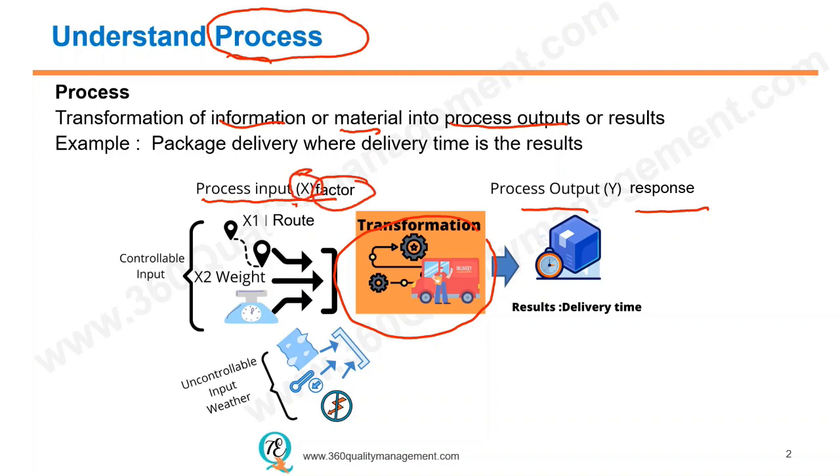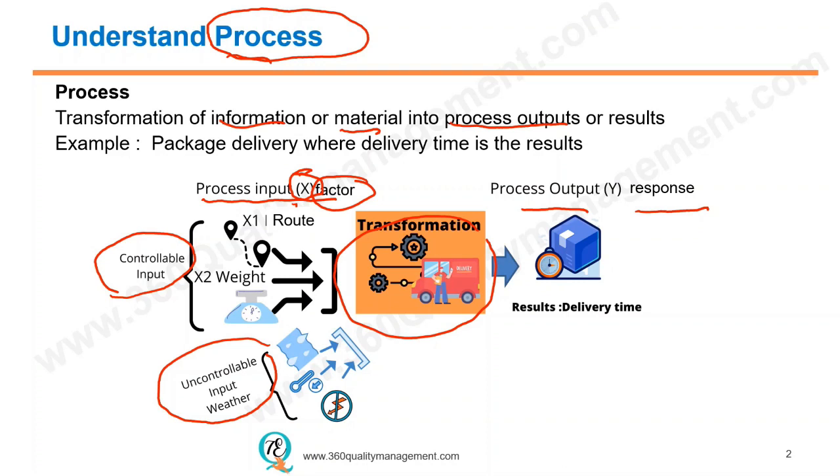There are two types of process input. One is controllable and another is uncontrollable. Therefore, we will need to divide all the potential X into controllable and uncontrollable factor when we are conducting experiments.